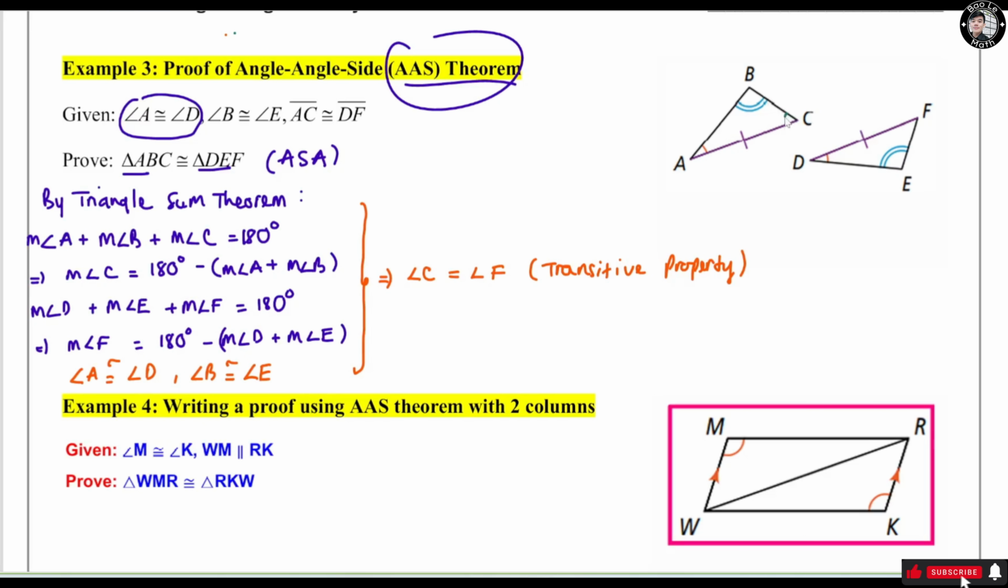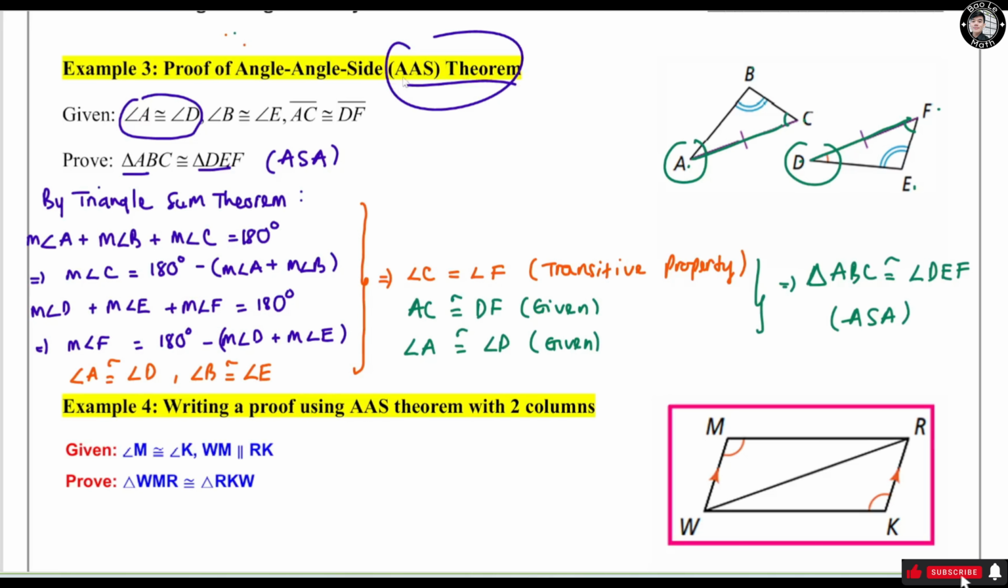After you prove that angle C is congruent to angle F, then you can say AC is congruent to DF, given, and angle A is congruent to angle D, given. So triangle ABC is congruent to triangle DEF by the ASA theorem. And this finishes the proof. From now on, if you're given AAS, you can apply this theorem directly. You don't need to prove this theorem again. So technically, AAS and ASA are both the same.